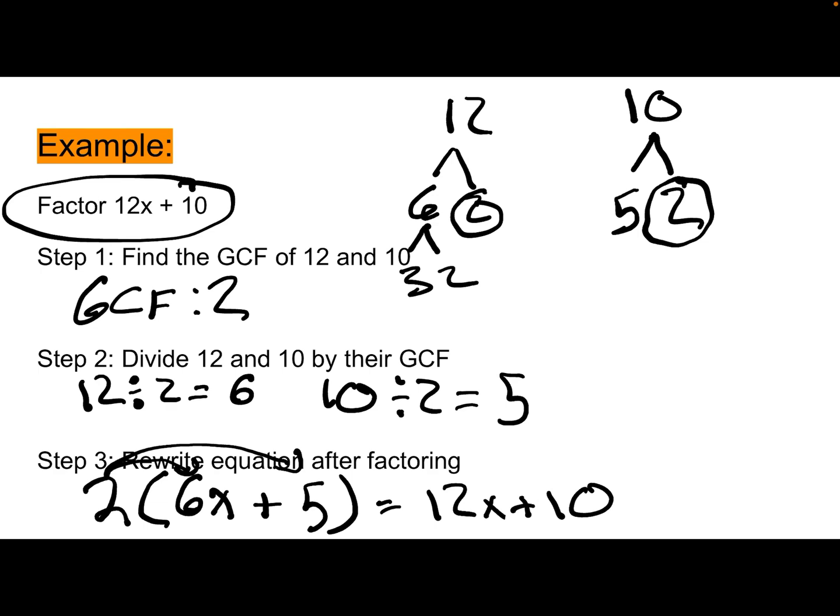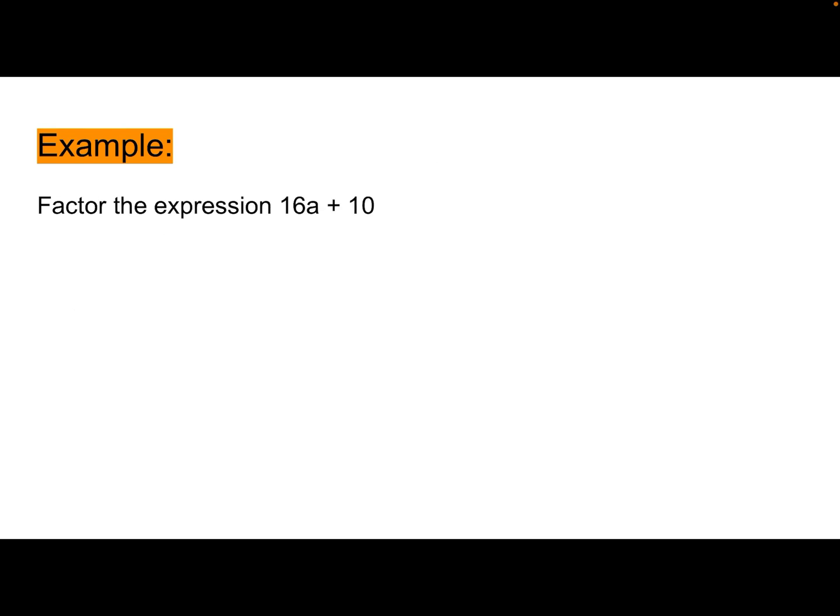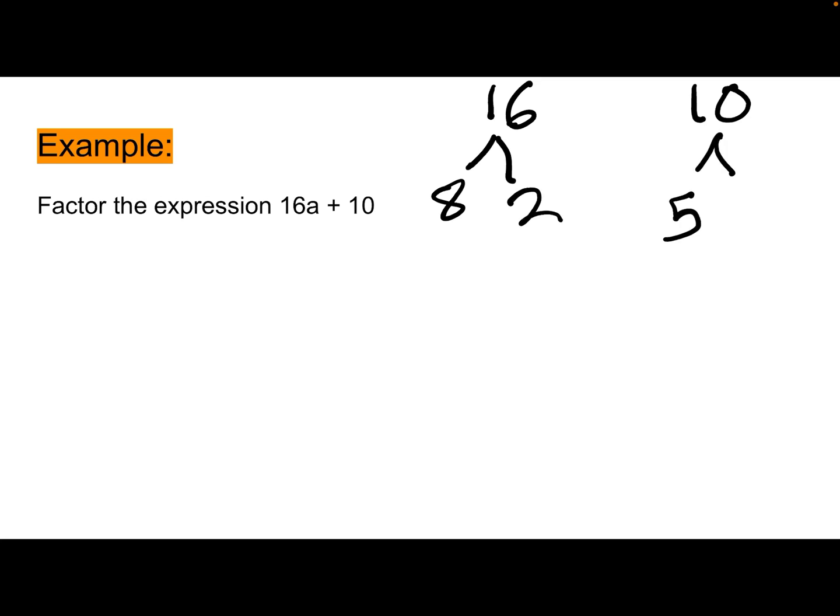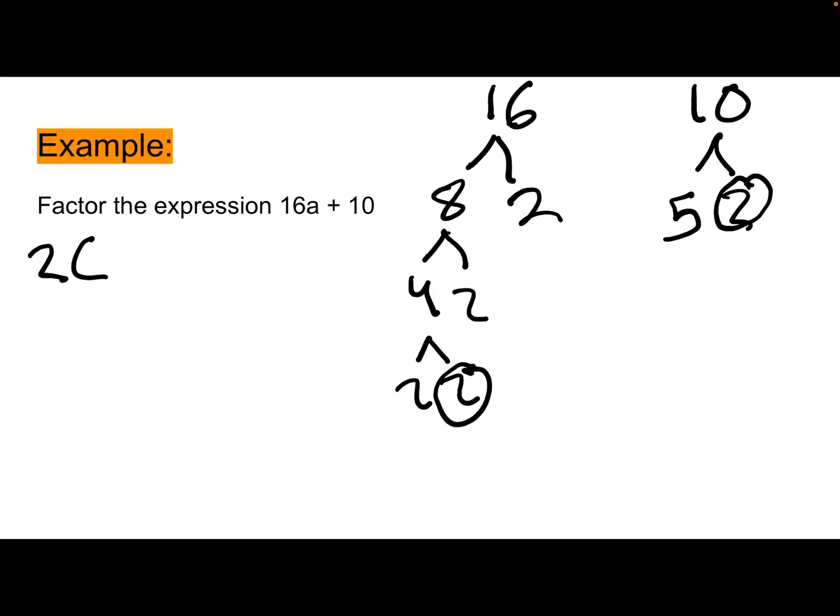All right, let's get on to our next question here. So we want to factor the expression 16a plus 10. Again, we're going to start off by finding our GCFs. So 16a and 10. 16 is divisible by 8 and 2. 10 is divisible by 5 and 2. And 8 is 4 and 2, and 4 is 2 and 2. So clearly the largest number shared here is 2. So we're going to write that outside of our parentheses.